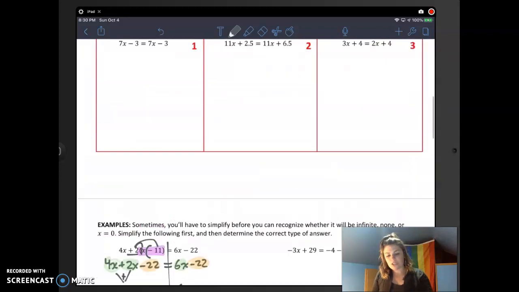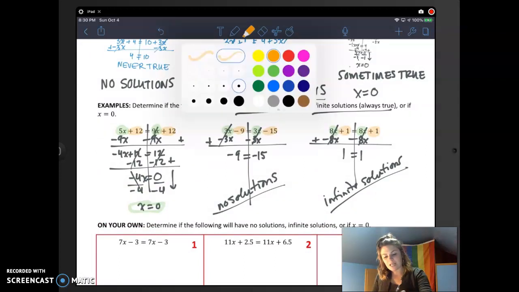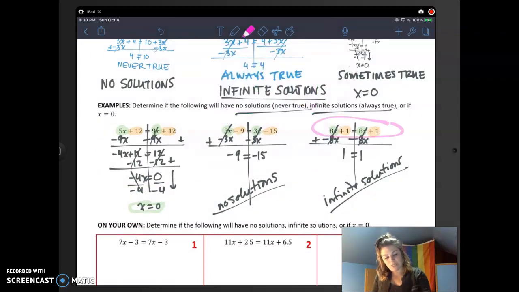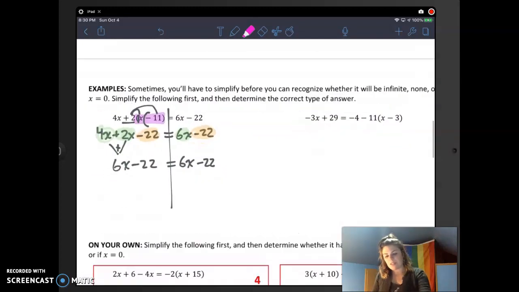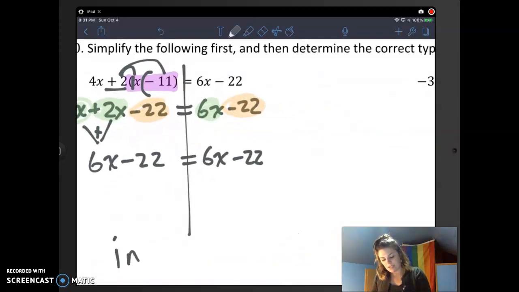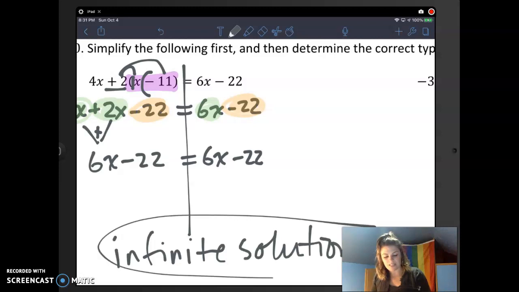So which equation does that look like from our previous example? It looks like this one, right? Where we end up with the same thing on both sides of the equal sign. So we have infinite solutions. So on this one, we would say it is infinite solutions. And another way to say that is always true.